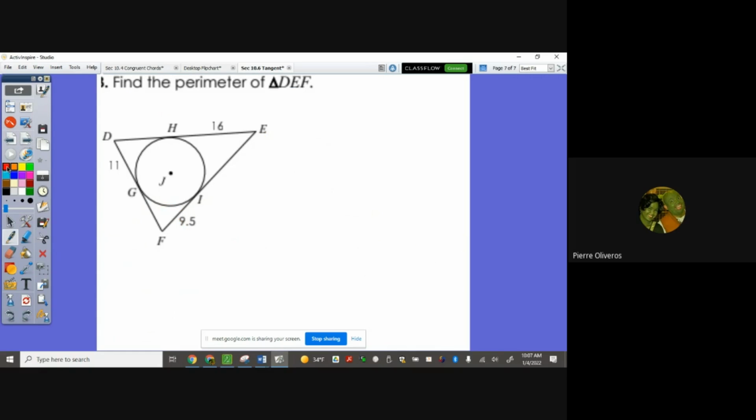Next, find the perimeter of triangle DEF. If this is a circumscribed figure, then the sides are tangent to circle J. So if this is 16 here, this has to be also 16. If this is 9.5 here, this has to be also 9.5. If this is 11, this has to be also 11. To find the perimeter of the triangle, I'm going to add all of them: 11 plus 11 plus 16 plus 16 plus 9.5 plus 9.5. That will give us the perimeter of the triangle, which is 73 units.